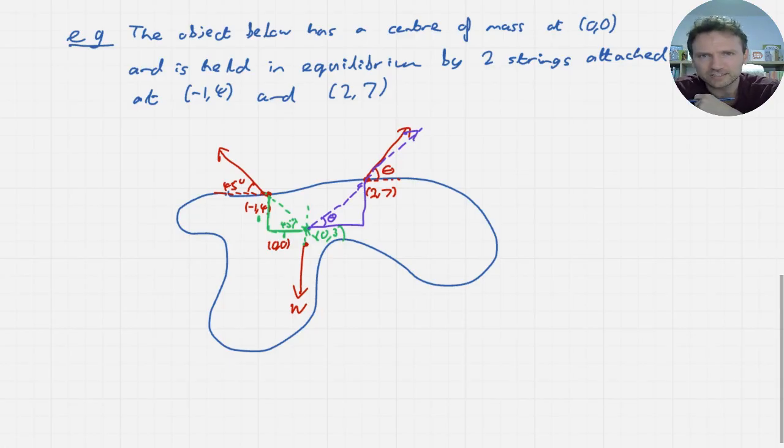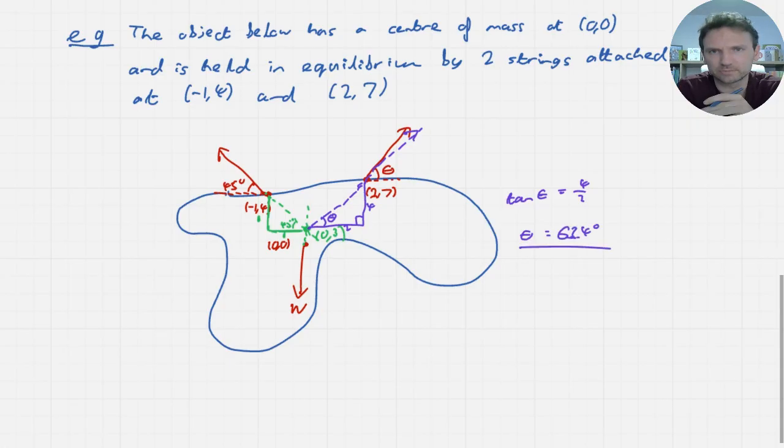So we're trying to find theta, and we know two lengths here in a right-angled triangle. The change in x from (0, 3) to (2, 7) is 2. The change in y is 4. So tan theta is going to be 4 over 2, and now we can just say theta is arctan of 2, which gives us 63.4 degrees.